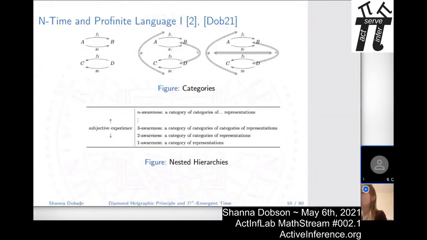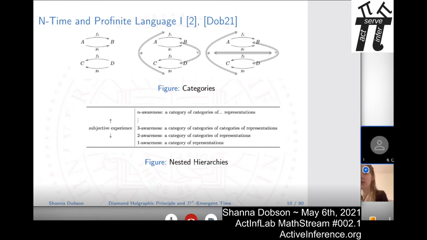So on the left, you have a basic depiction of a category, this one right here. My little mouse is not working. All right, the one on the left, top row left. You have two objects here, A and B. F1 and G1 are morphisms. You have two objects, C and D. F2 and G2 are morphisms. We'll call them one morphisms. Let's go to the category in the middle.